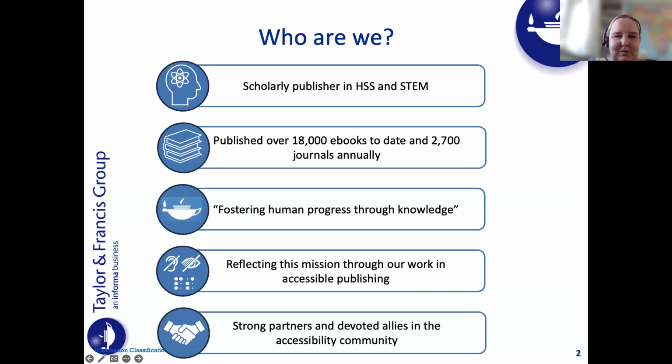So who are Taylor and Francis? We are a scholarly publisher. Luckily, we're in the right space here. We provide both HSS and STEM content. We provide over 180,000 ebooks in total, and roughly 2,700 journals each year. Our mission is to foster human progress through knowledge, and we like to reflect this mission through our work in accessible publishing. We like to consider ourselves strong partners and allies in the accessible publishing community. Next slide, please.